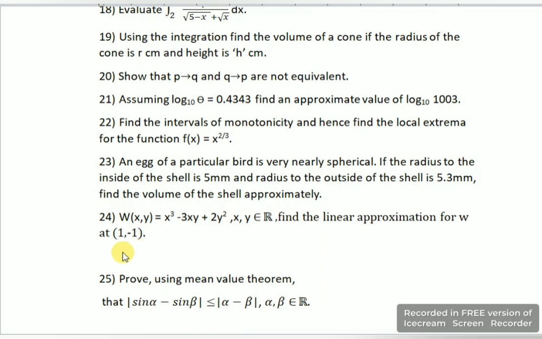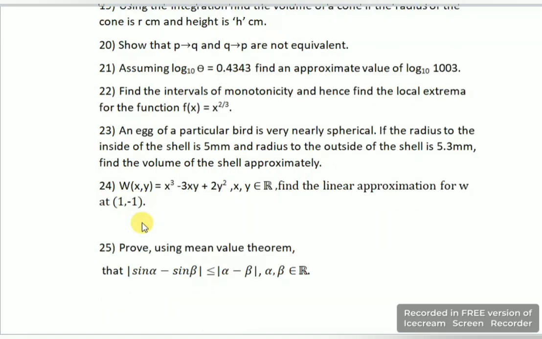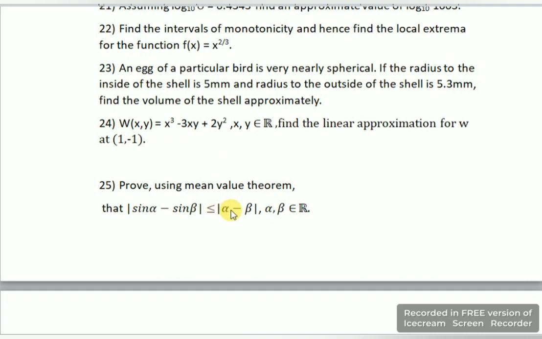Next one, w(x, y) = x³ - 3xy + 2y², x, y belong to R. Find the linear approximation for w at (1, -1). Next, prove using the mean value theorem that |sin α - sin β| ≤ |α - β|, α, β belong to R.